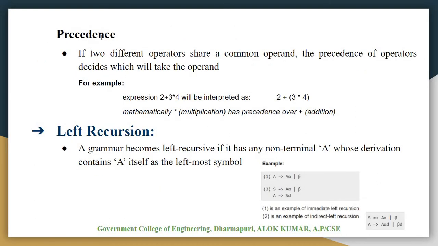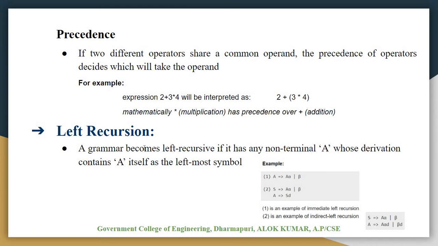After that, the next is precedence. If two different operators share a common operand, the precedence of operators decides which will take the operand. Suppose we take the expression 2 plus 3 into 4, which will be interpreted as 2 plus (3 into 4). This means multiplication has more precedence than addition. So firstly this will be calculated, and after that 2 will be added to this 3 into 4, that is 12. So this one is precedence. After that, the next topic we will see is left recursion.